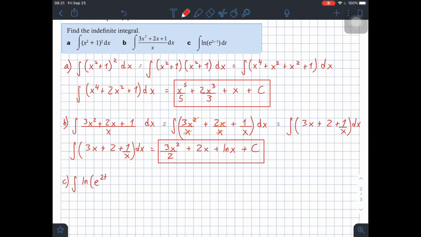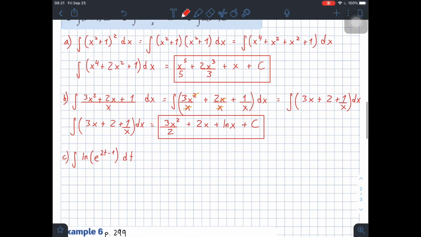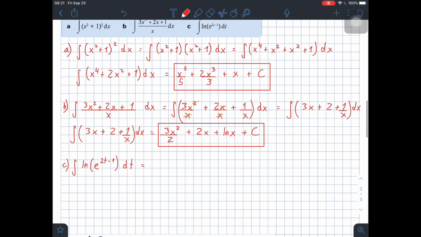Finally, for part C, we want to find the integral of the natural logarithm of e to the power of 2t minus 1 with respect to t. Once again, I should start by thinking if there's a way I can simplify this expression. If you remember from properties of logarithms, whenever I have an exponent inside the argument of the logarithm, I can take this down to the front and work it like that, right? So we can rewrite this as the integral of 2t minus 1, I take down the exponent, times natural logarithm of e, with respect to t.